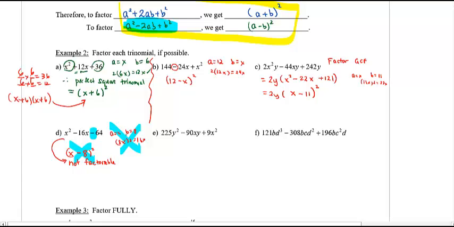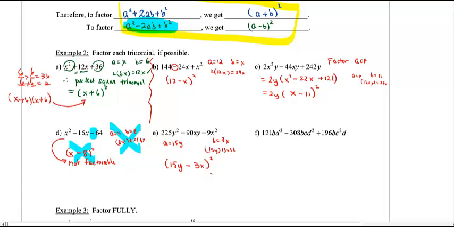Okay. E. 225y squared minus 90xy plus 9x squared. Here we go. A equals what? 15y, yeah. B equals what? Yeah, 3x. Okay, let's double check. 15y times 3x times 2. 15 times 3 is 45 times 2 is 90. Yes, xy, this works. So 15y minus 3x all squared.